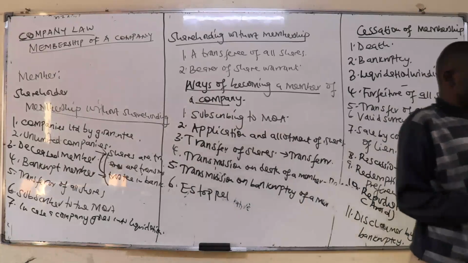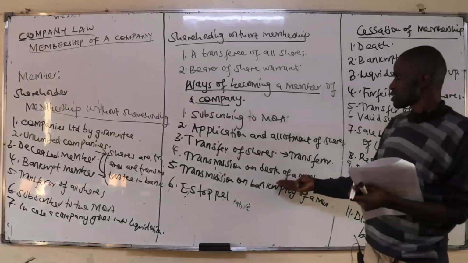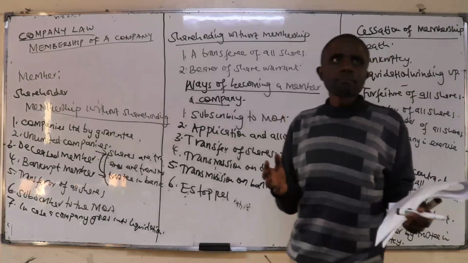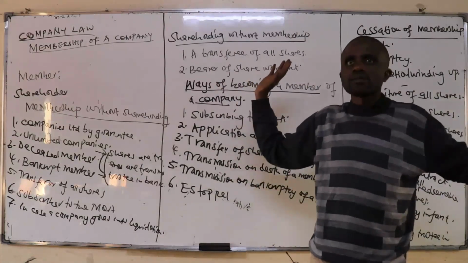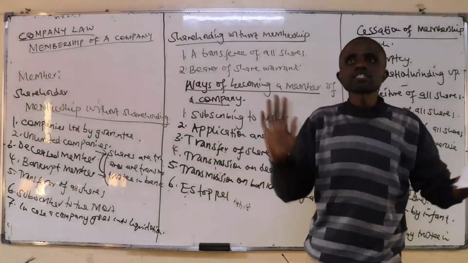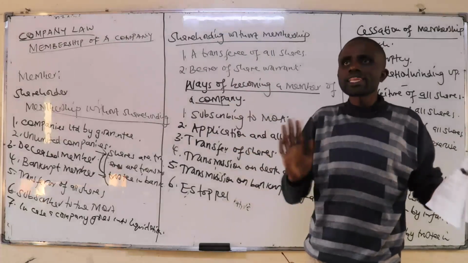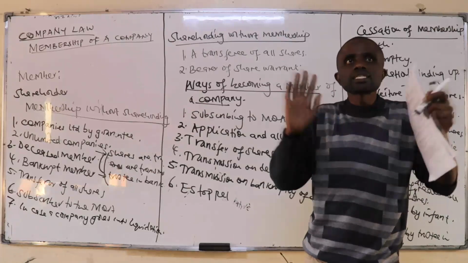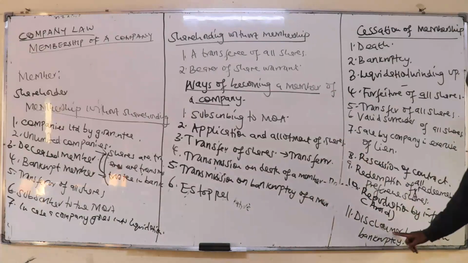And what it means, when the shares of a bankrupt member are transmitted to the trustee in bankruptcy, the trustee may decide to say that I do not want those shares. And that's what is called disclaimer, where the trustee in bankruptcy decides that he does not want those shares. When he disclaims, then he ceases to become a member of that company.